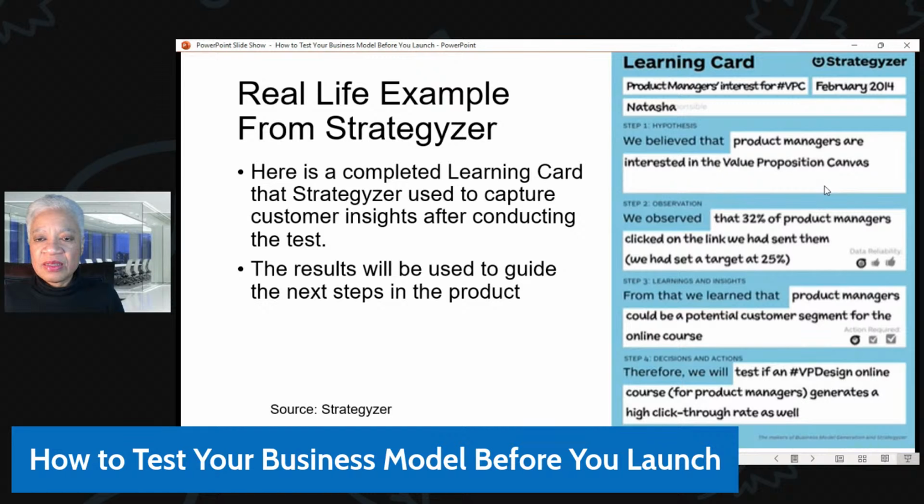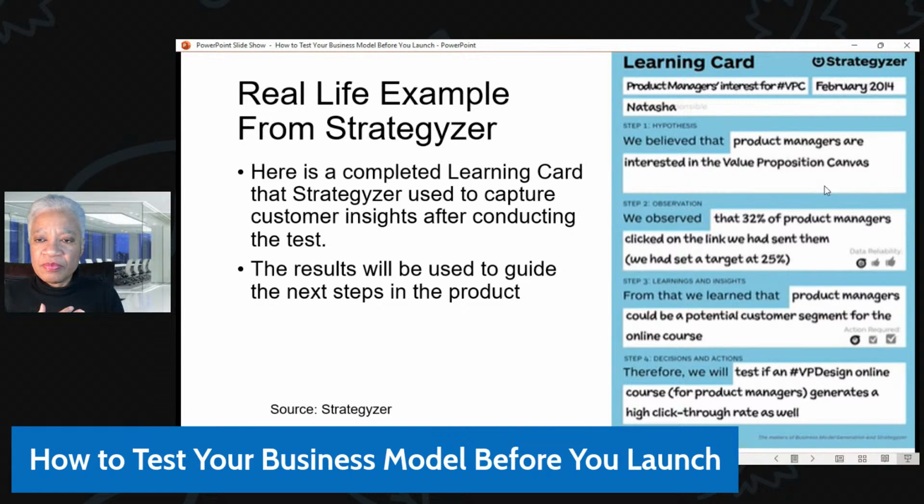So the name of this card is Product Manager's Interest for Value Propositions. And then for the hypotheses or the hypothesis, it's just a single hypothesis. You don't put more than one. So we believe that product managers are interested in the value proposition canvas. And just so you know, this is a different product than the one that we shared before, right?